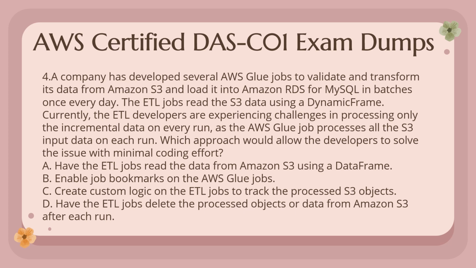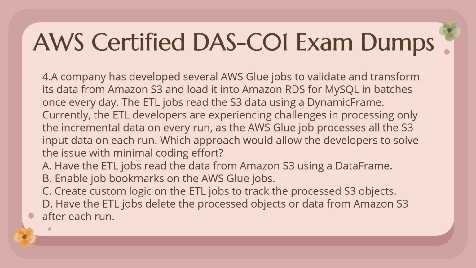4. A company has developed several AWS Glue jobs to validate and transform its data from Amazon S3 and load it into Amazon RDS for MySQL in batches once every day. The ETL jobs read the S3 data using a dynamic frame. Currently, the ETL developers are experiencing challenges in processing only the incremental data on every run, as the AWS Glue job processes all the S3 input data on each run. Which approach would allow the developers to solve the issue with minimal coding effort?